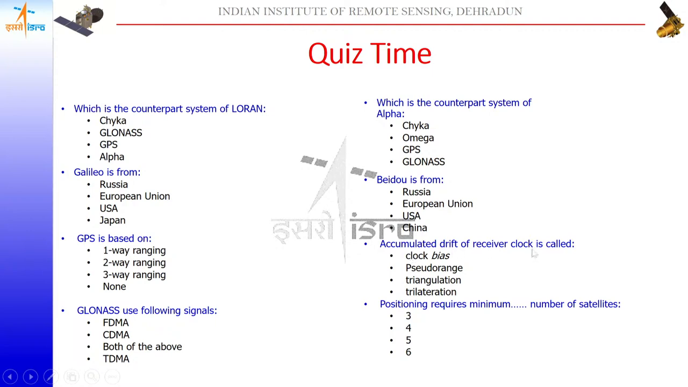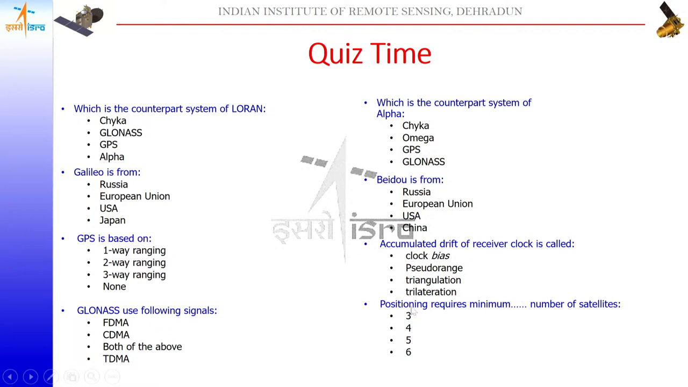Accumulated drift of a receiver clock is called, no, pseudo range is for your distance. Triangulation is based on angle measurement. Trilateration is based on distance measurement. So that's why here it is clock bias. We use this term to represent the accumulated drift of the receiver clock.